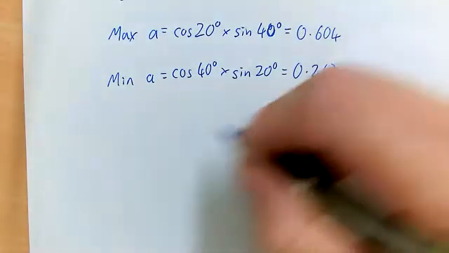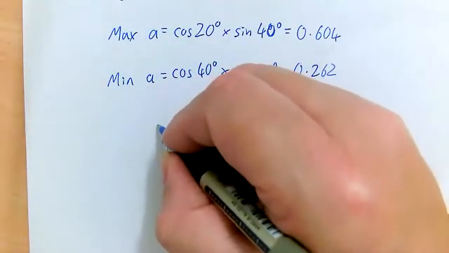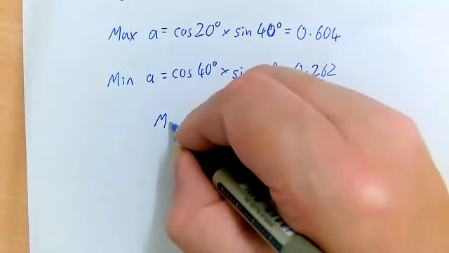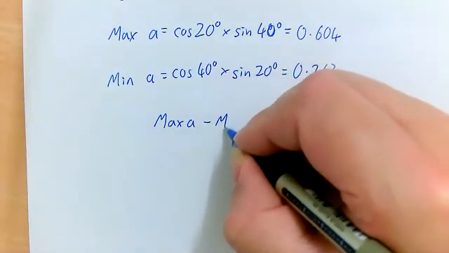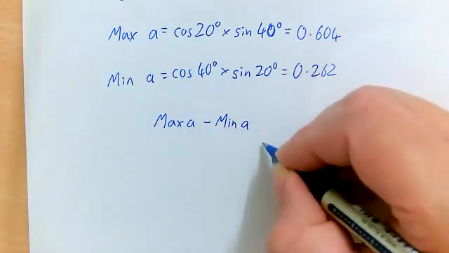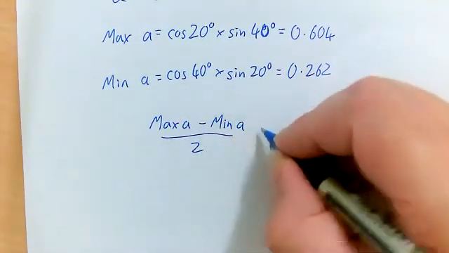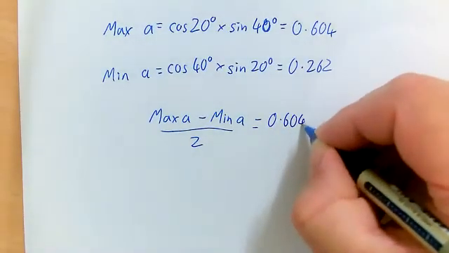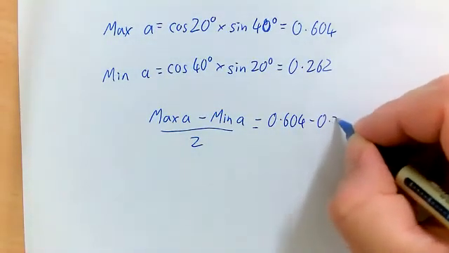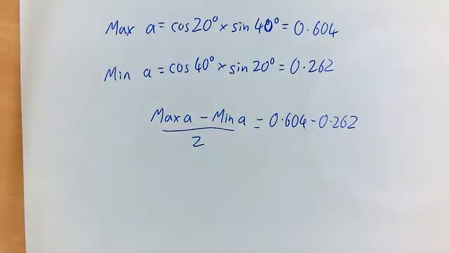So what I then want to do is to get my actual absolute uncertainty. It's my maximum value for A minus my minimum value for A, over 2. So we end up with 0.604 minus 0.262.